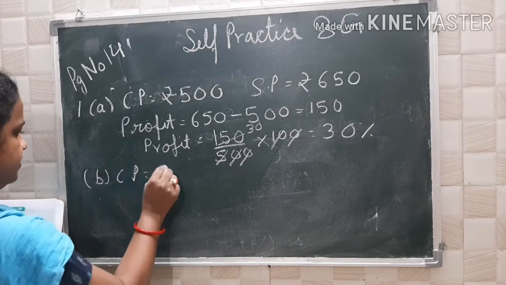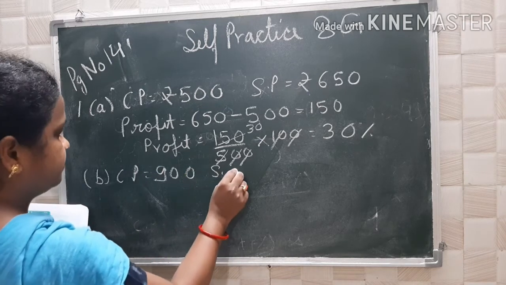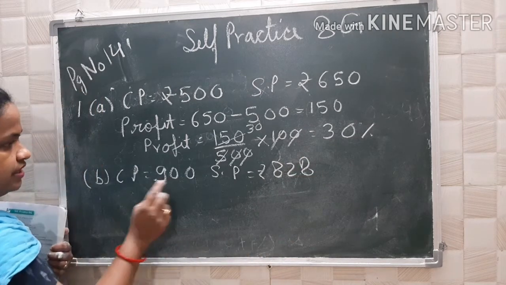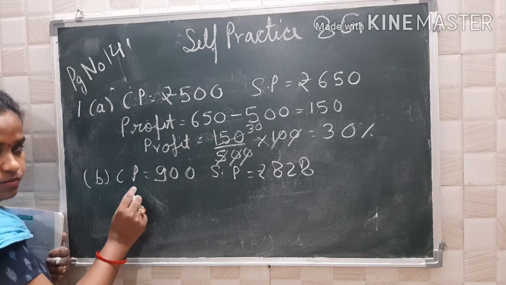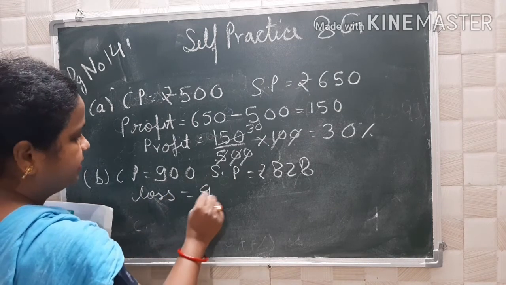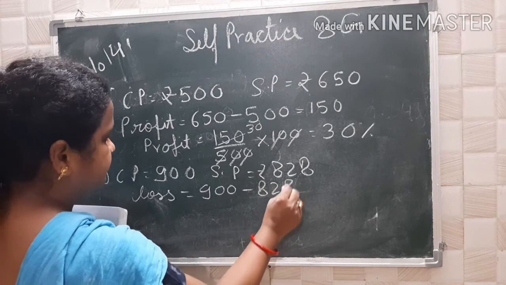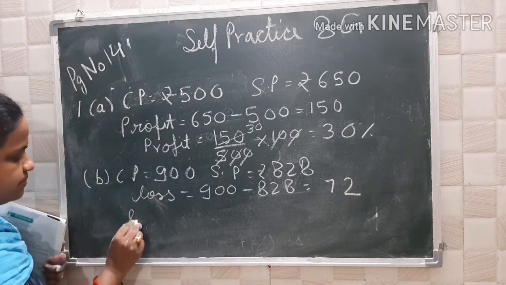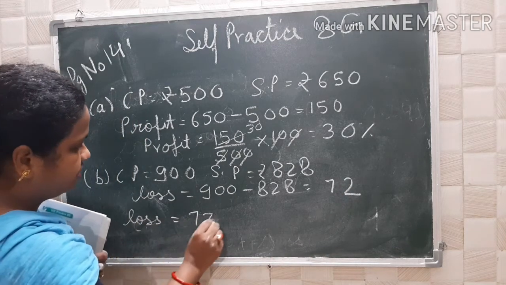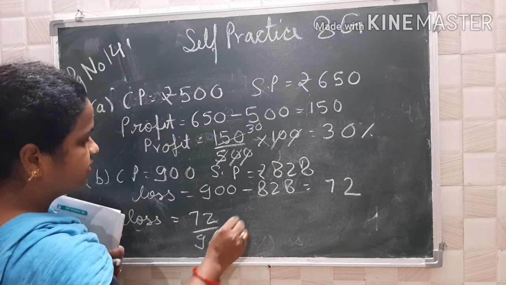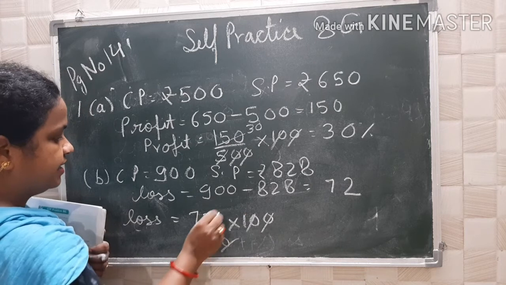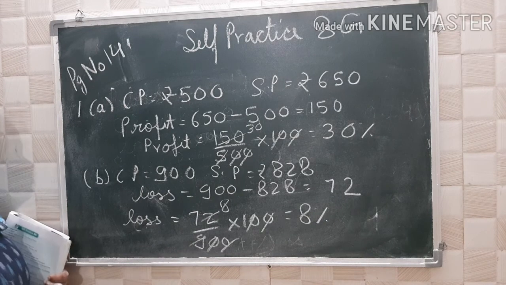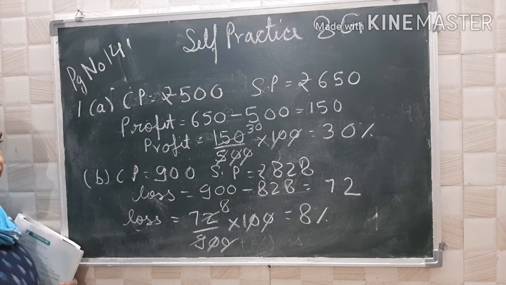B. CP is equal to 900 and SP is equal to rupees 828. So here what will it be? Loss, because CP is more, so loss will be 900 minus 828, which is 72. The loss percent will be 72 upon 900 into 100. 0 0 cancel out, 9 8s are 72. So what is your loss percent? 8%.